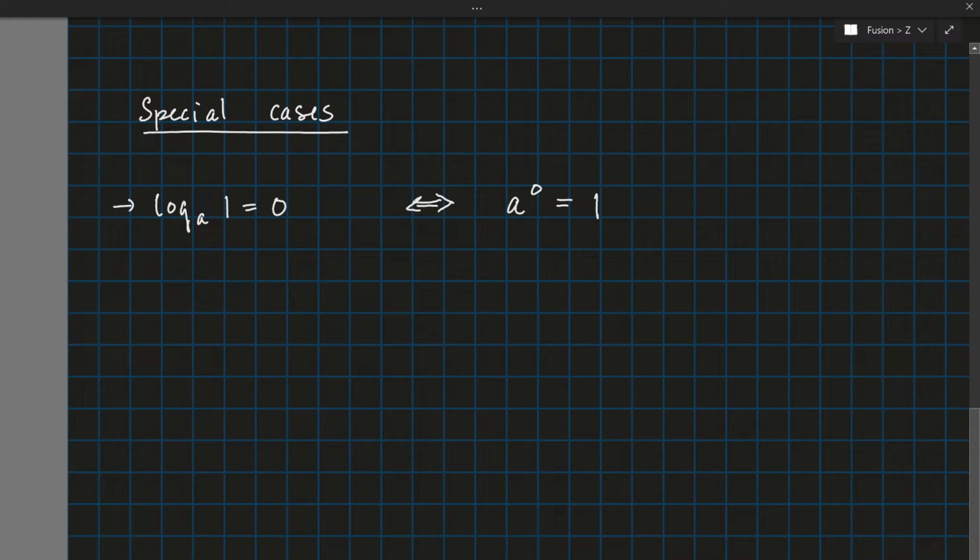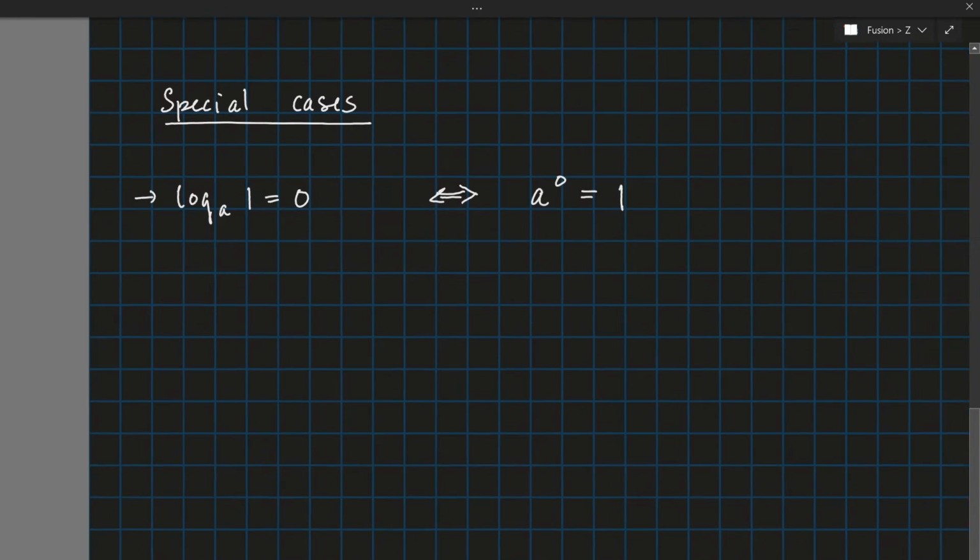But yeah, this is the reason why this is true: any number to the 0 power is equal to 1. So that's why, yeah.